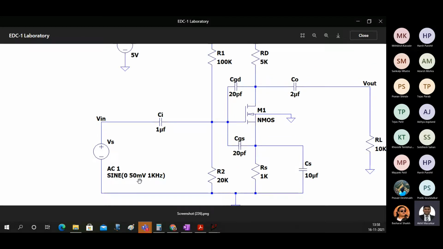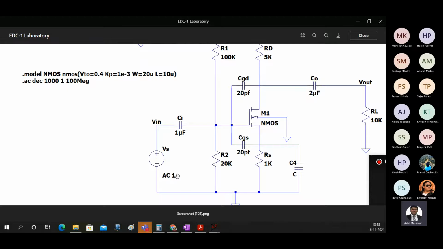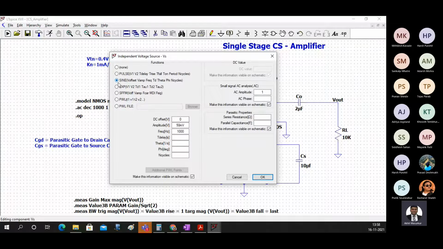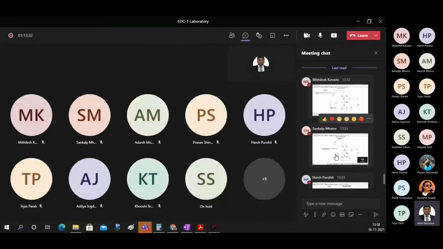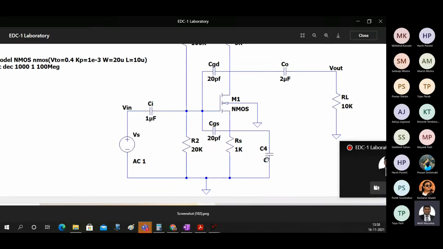Sankalp, see here, you have to put 50 millivolts, 1 kilohertz. You have taken this as AC, right? So what you have to do is click on this, select sine, and here you write 0, 50 and 1000. Okay. So everything else is okay. And CS is not named, you can see that.